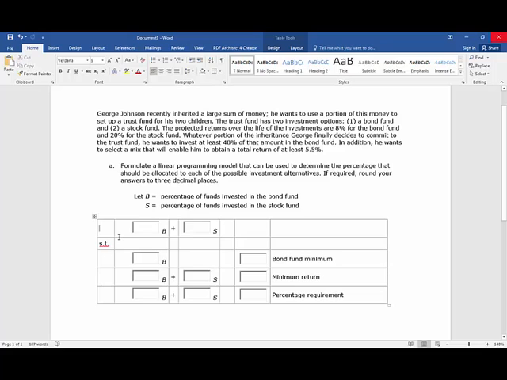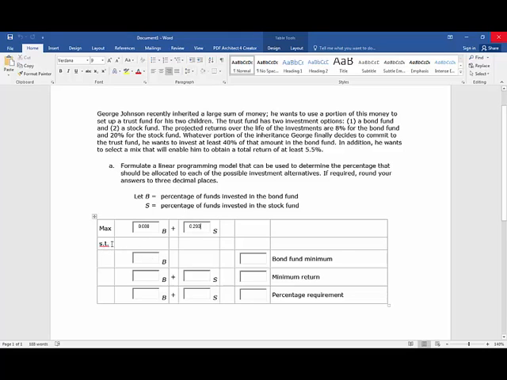In here, we need a maximize or minimize function. If we're trying to make more money, it makes sense that this is a max. And then the return on every dollar that I stick in the bond is 8%. So this should be 0.08. And for stocks it was 20%, so 0.20. It asks for 3 decimal places. Hopefully it doesn't really mess up anything.